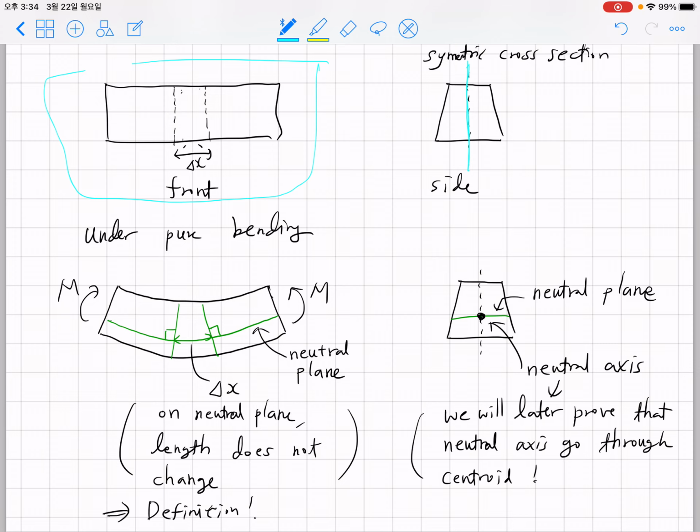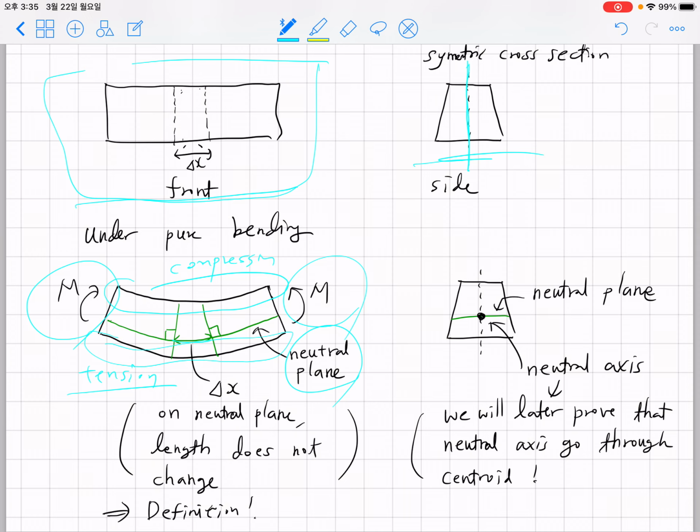Suppose this beam with the symmetric cross section is under bending moment M. Then what you can expect is that the upper part will be under compression and the lower part will be under tension. Because we have to go from the compression zone to the tension zone smoothly, there must be a special section where there is no compression and no tension. Because there is no compression and no tension, even though it can bend, the length would not change. We call that the neutral plane.